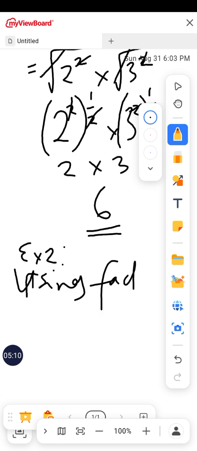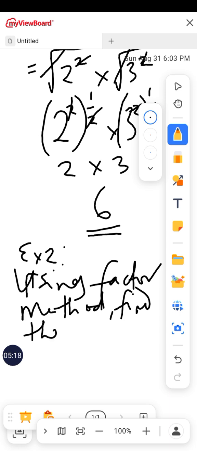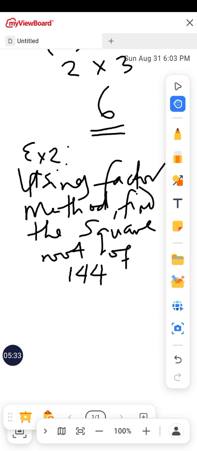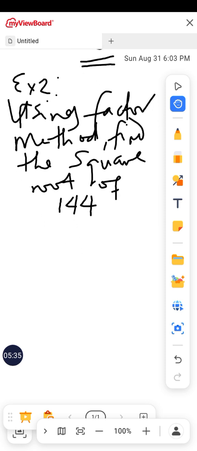Using factor method, find the square roots. Using factor method, find the square root of a number like 144. So, without making use of our calculator or square root table, how do we find it?